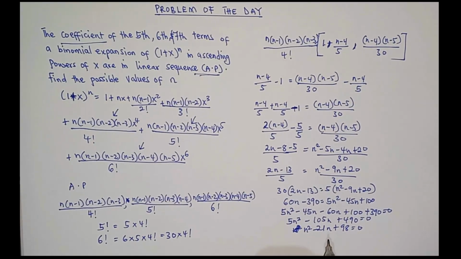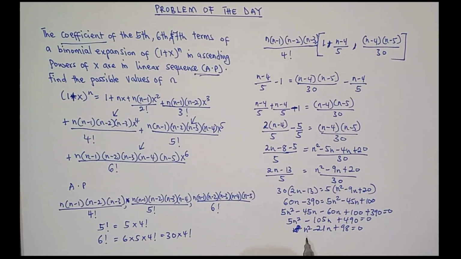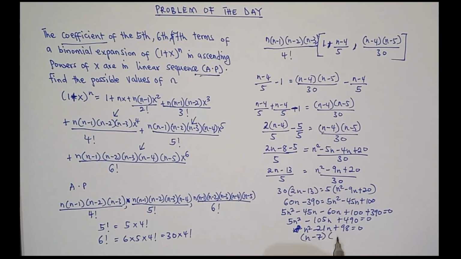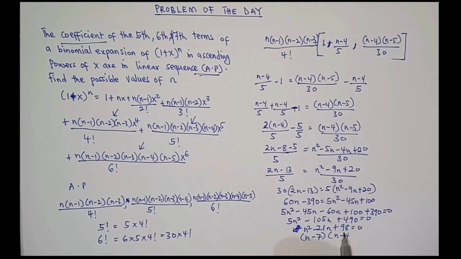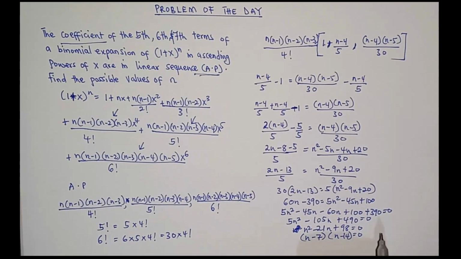So we need to look for two numbers that when you multiply, you get 98, but when you add, you get minus 21. Those two numbers are minus 7 and minus 14. So at the end of the day, we have (n − 7)(n − 14) = 0, and therefore the values of n are n = 7 and n = 14.